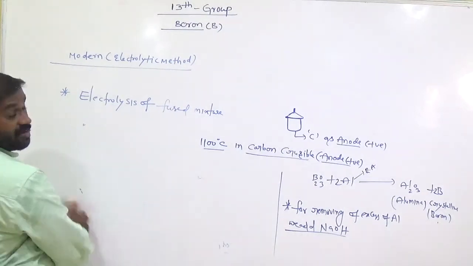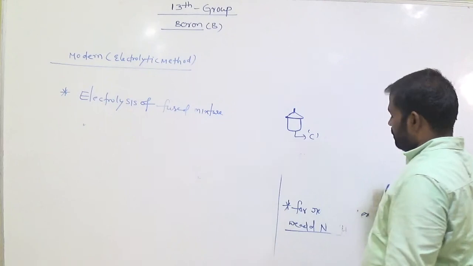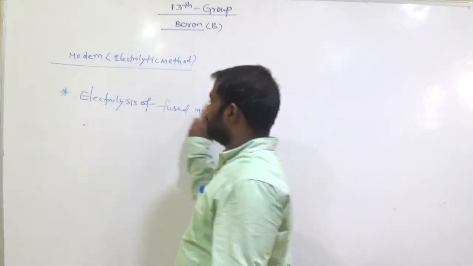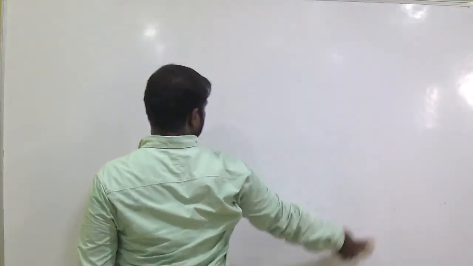And these cathodes and anodes are important. Iron acts as cathode and carbon is called anode. At cathode, magnesium is liberated here. So follow this equation and analyze the equations.